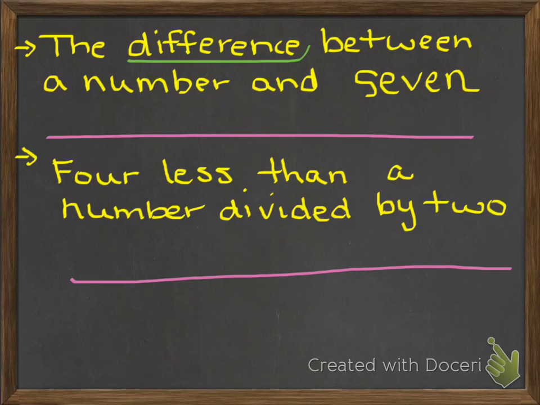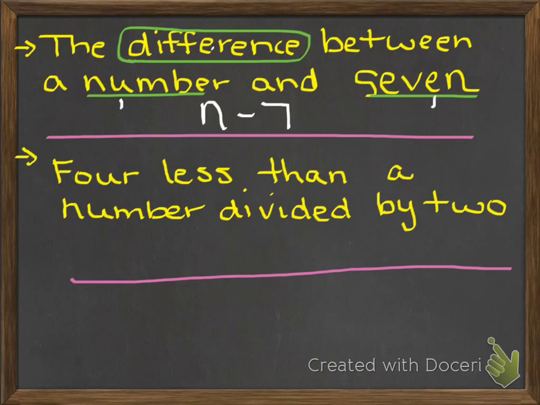All right, for this next example, we've got the difference. So that word difference, we need to put a box around because that means to subtract. So that's an important thing. The difference between a number and 7. So this one's actually pretty easy. It's just n minus 7. And it's the number, that's the n right here. 7 goes on this side right here. And then difference means we subtract.